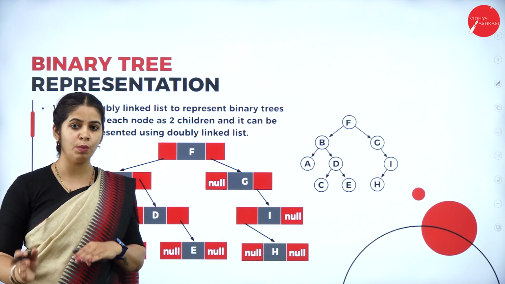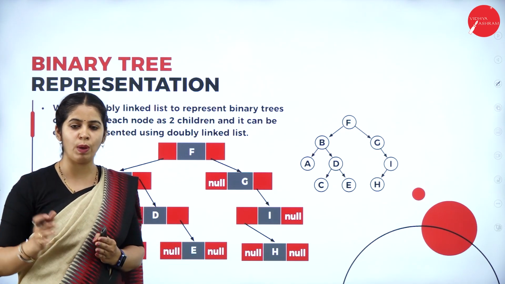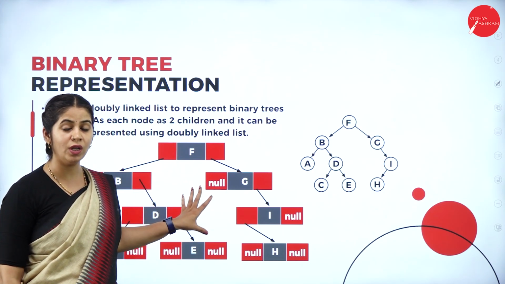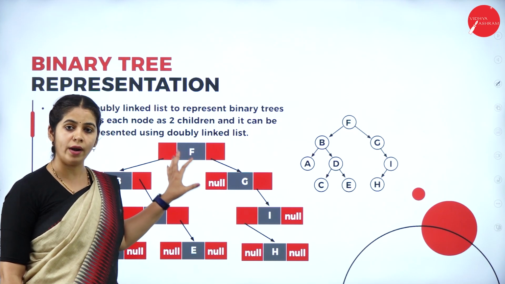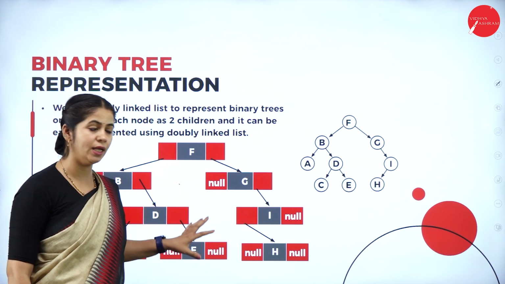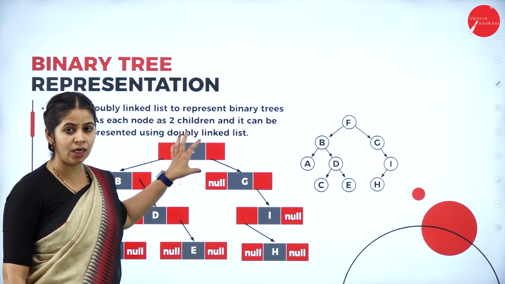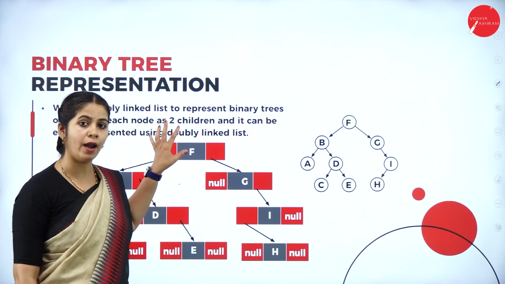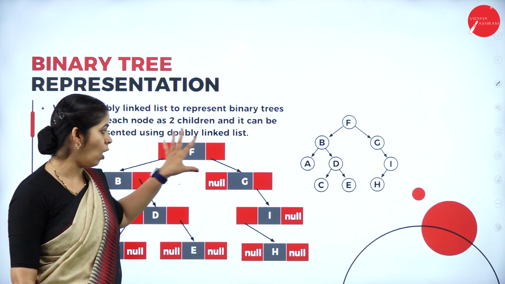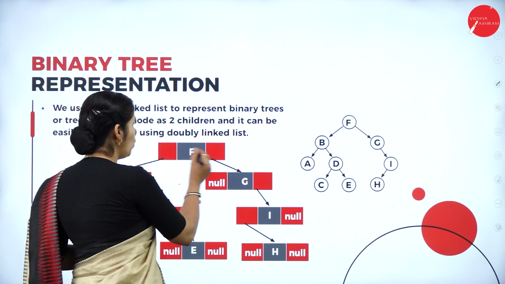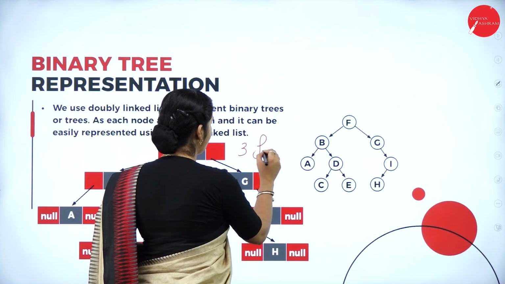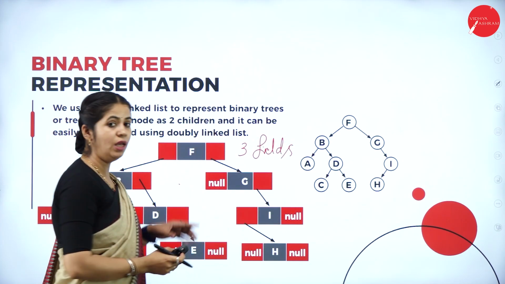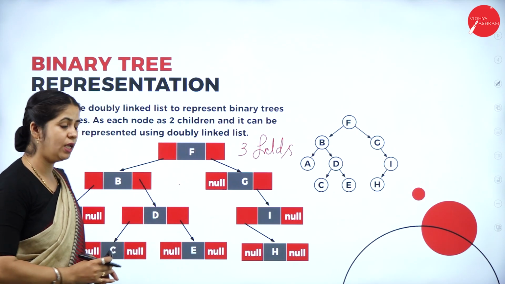Array is a continuous memory allocation, so we have to leave the spaces there. So linked list is not such. So it is easy to implement or represent the tree in the form of linked list. Each node of the linked list will be having 2 fields, but when we are representing a tree in the form of linked list, each node will be having 3 fields. Each node will be having 3 fields. What do these 3 fields consist of?